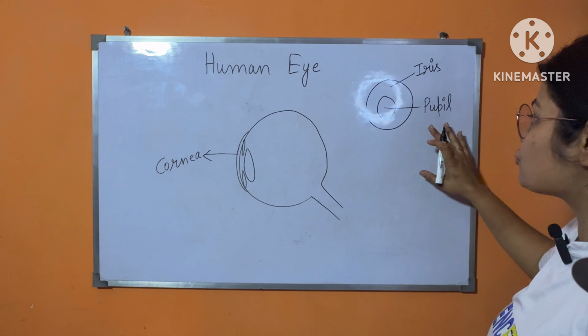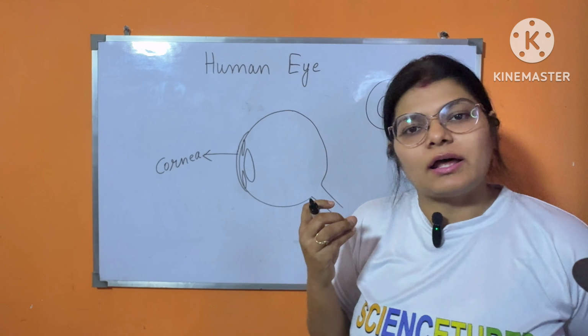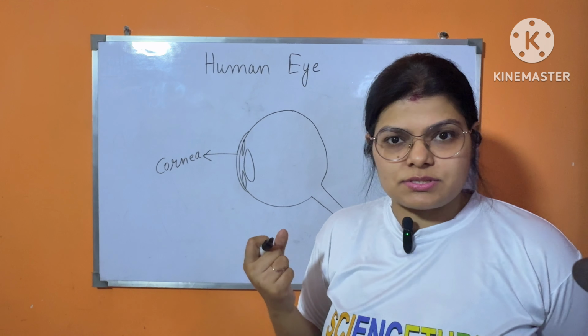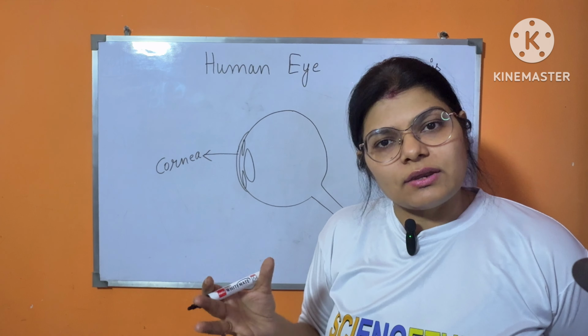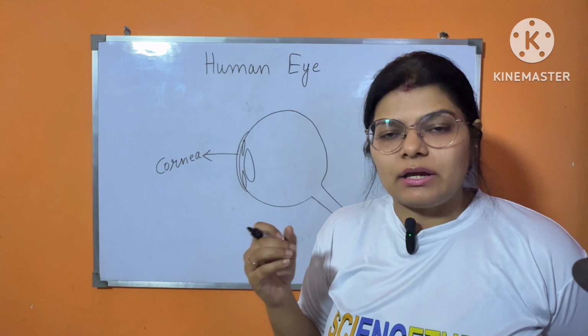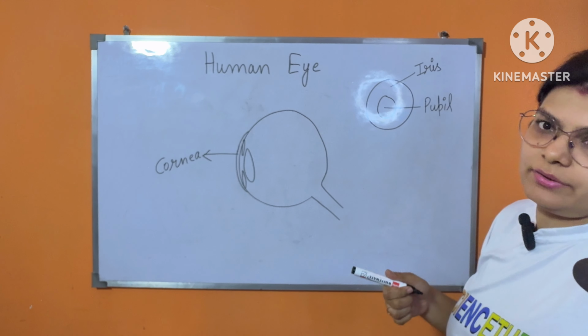The pupil allows light to enter into our eyes. The pupil is the only part that allows light to enter into our eyes. Not the retina, not the cornea, not any other part. Through the pupil only, light enters into our eyes. So what amount of light is going to enter into our eyes is controlled by the iris.